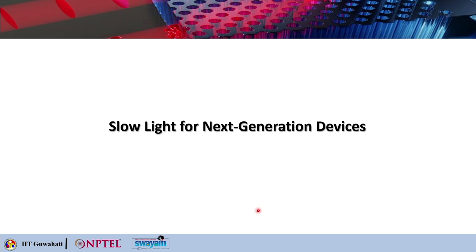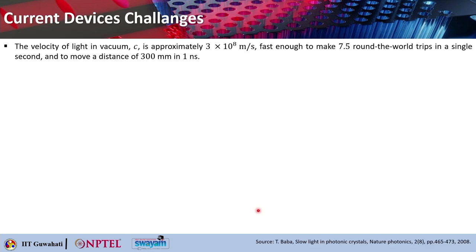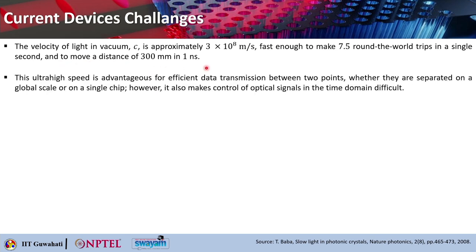So now let's look into slow light for next generation devices. So what are the current device challenges? So you can see that the velocity of light in vacuum is C, that is 3 into 10 to the power 8 meter per second. It's basically fast enough to make 7.5 rounds around the world in a single second, or you can say it can move 300 millimeter in 1 nanosecond. Okay, so that is the tremendous speed of light.